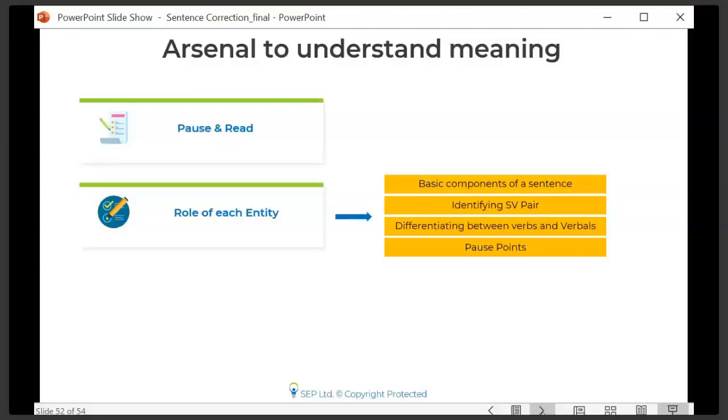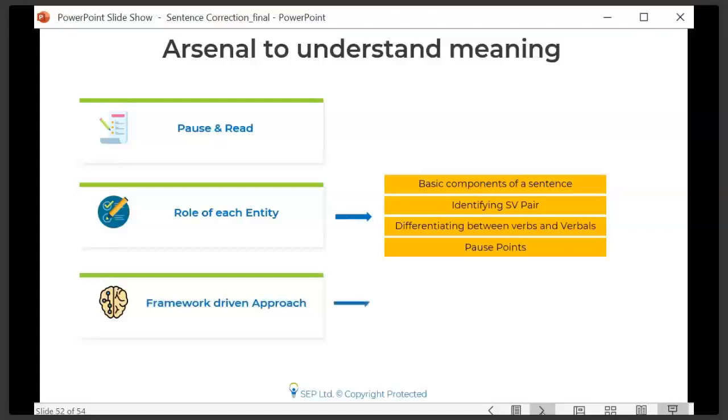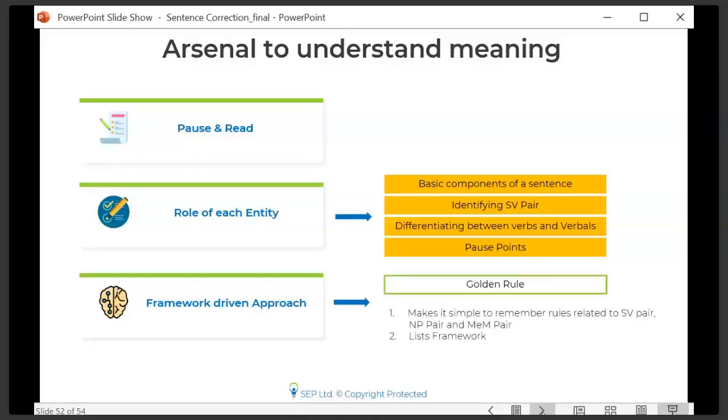And once you learn these skills, we have given you frameworks. We focus on the framework-driven approach. We have these frameworks that help you look for the right kind of errors in the right places. We have the golden rule framework. It makes it simple for you to understand the rules related to the subject-verb pair, the noun-pronoun pair, and the modified entity and modifier pair. We have the lists framework, which helps you identify errors in parallelism and in comparison questions. So this is the way our modules are designed to lead you right from the basics of a sentence to the highest level of the grammatical errors.